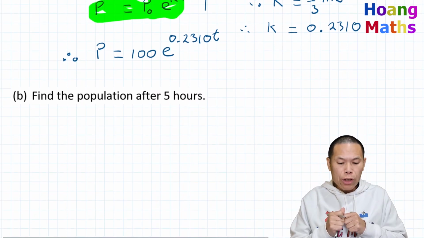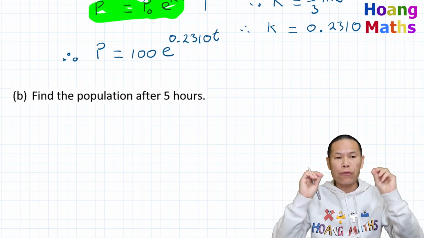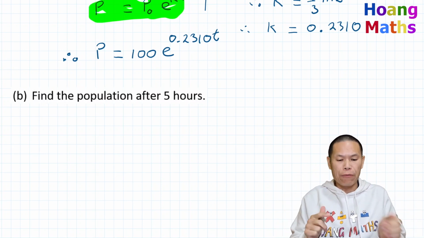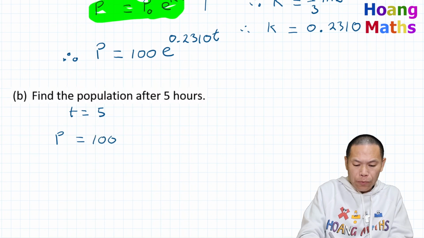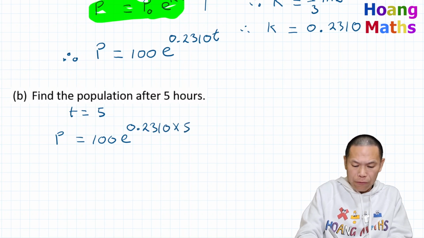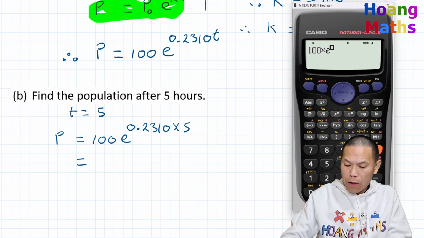Part B. We need to find the population after 5 hours. In other words, we need to find P when t is equal to 5. So when t equals 5, P is 100 e to the power of 0.2310 times 5. So just go 100 times e to the power of 0.231 times 5.